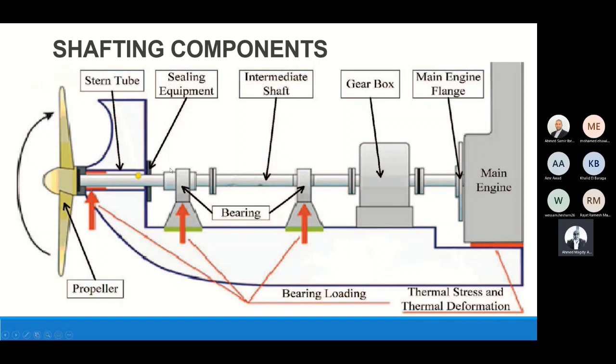You can see the stern tube. Here in between, you have what is supporting the tail shaft and the intermediate shaft. We call it the intermediate shaft bearing or intermediate bearings. So this is basically the standard shafting system of a large scale vessel. You get something like this all the time.